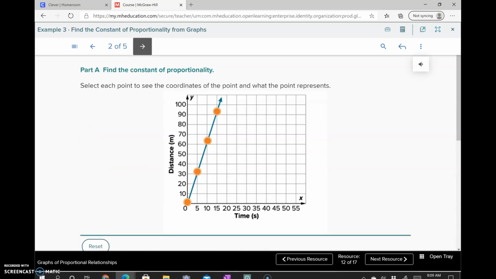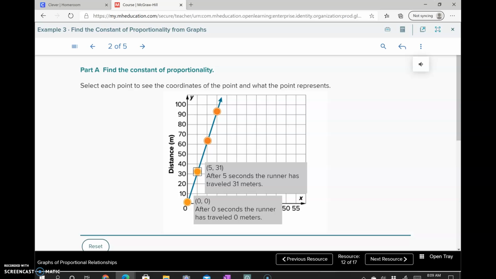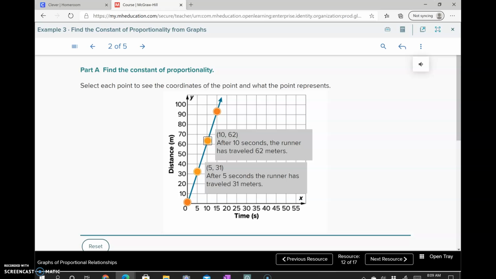Select each point to see the coordinates of that point and what that point represents. So 0, 0, that's our origin. After 0 seconds, the runner has traveled 0 meters. Then we have our second point, 5, 31. After 5 seconds, the runner has traveled 31 meters. 10, 62. After 10 seconds, the runner has traveled 62 meters. And then 15, 93. After 15 seconds, the runner has traveled 93 meters.